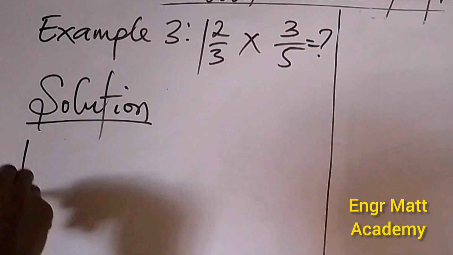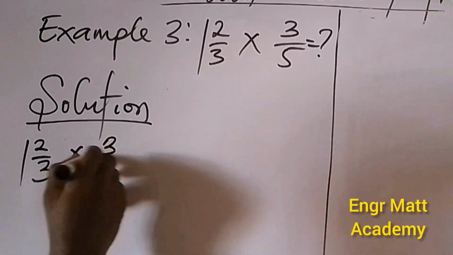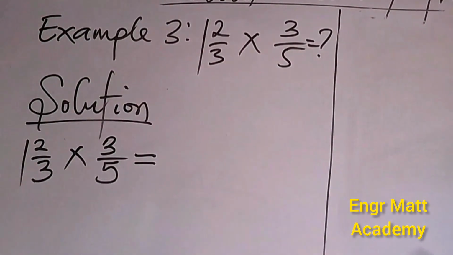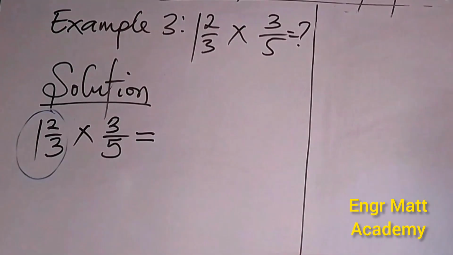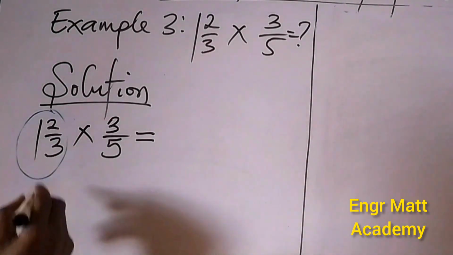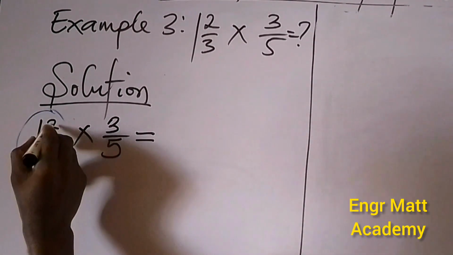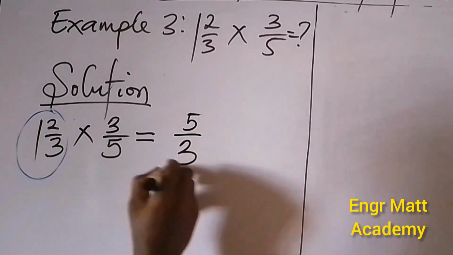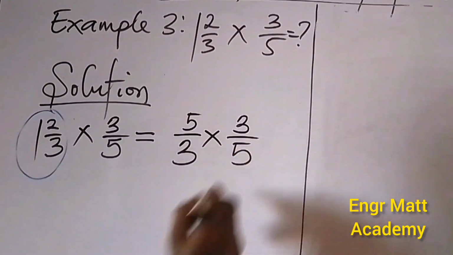So here we have 1 whole number 2 over 3 times 3 over 5 equal to, we'll do the conversion first. We are converting 1 whole number 2 over 3. Remember, the whole number multiplies the denominator to give us 3. 1 times 3 is 3 plus the numerator, that gives us 5. 5 over 3 multiplied by 3 over 5. Interesting.